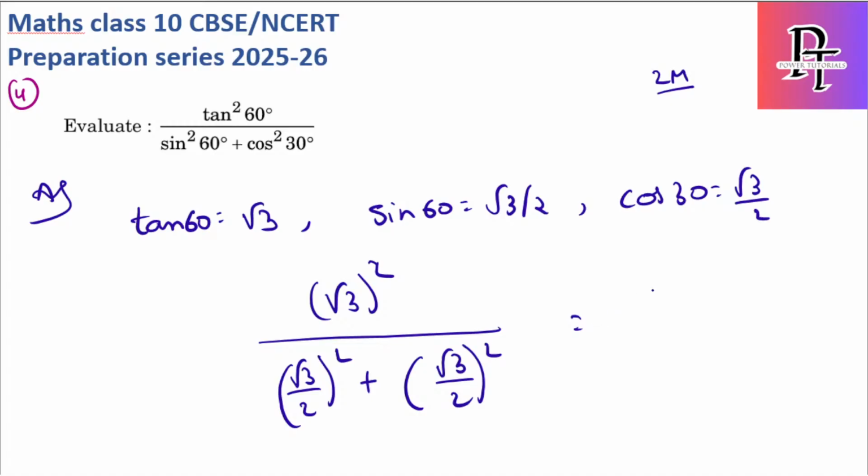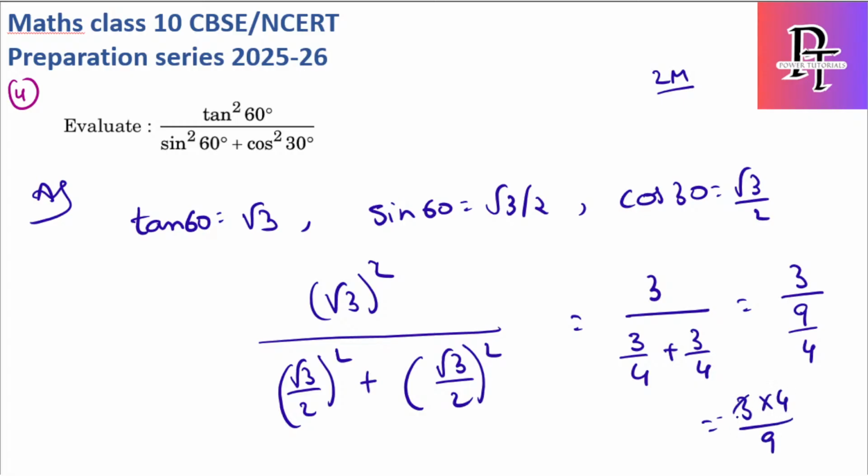Okay, so what is root 3 whole square? Root 3 whole square is 3. Root 3 by 2 whole square is 3 by 4. So this becomes 3 by 4 plus 3 by 4, which is 9 by 4. So 4 goes to the top. This becomes 3 into 4 by 9. 3 ones, 3 threes. So the final answer is 4 by 3.